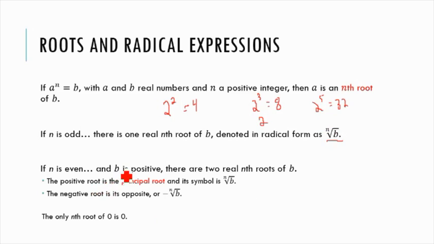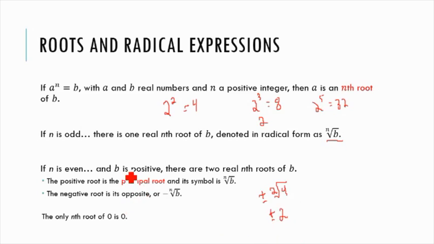If n is even and b is positive, there are 2 real nth roots of b. So for example, 2 to the second power, so n is even, 2, and b is positive, 4. There are 2 real nth roots of b. Those are positive 2 and negative 2. So plus or minus the nth root of b. So, for example, plus or minus the square root of 4, which will give us plus or minus 2.